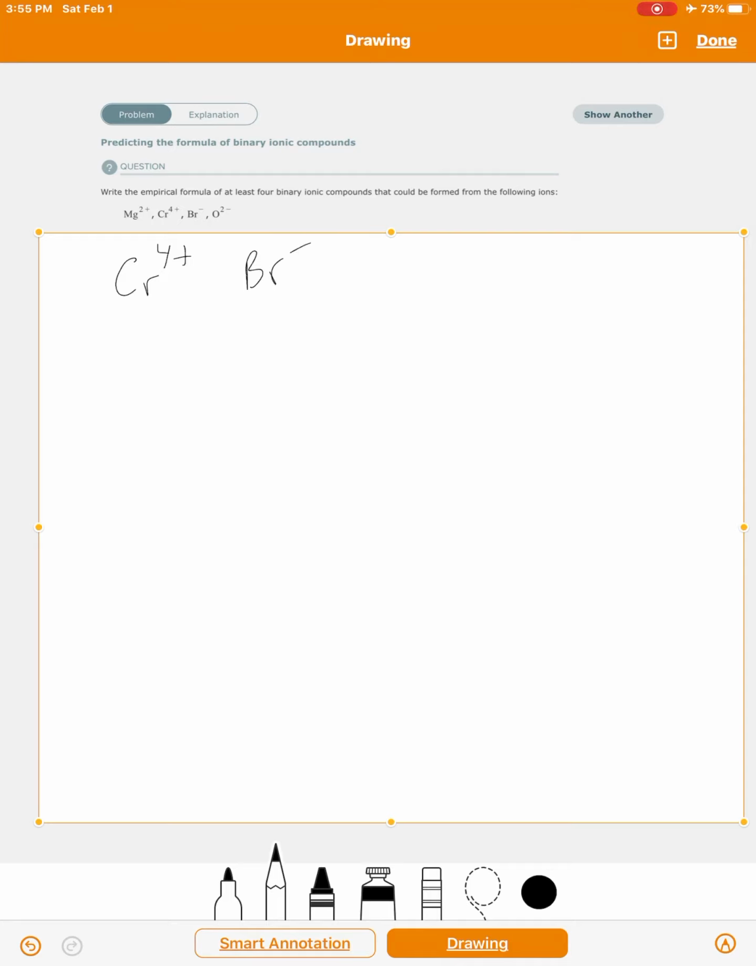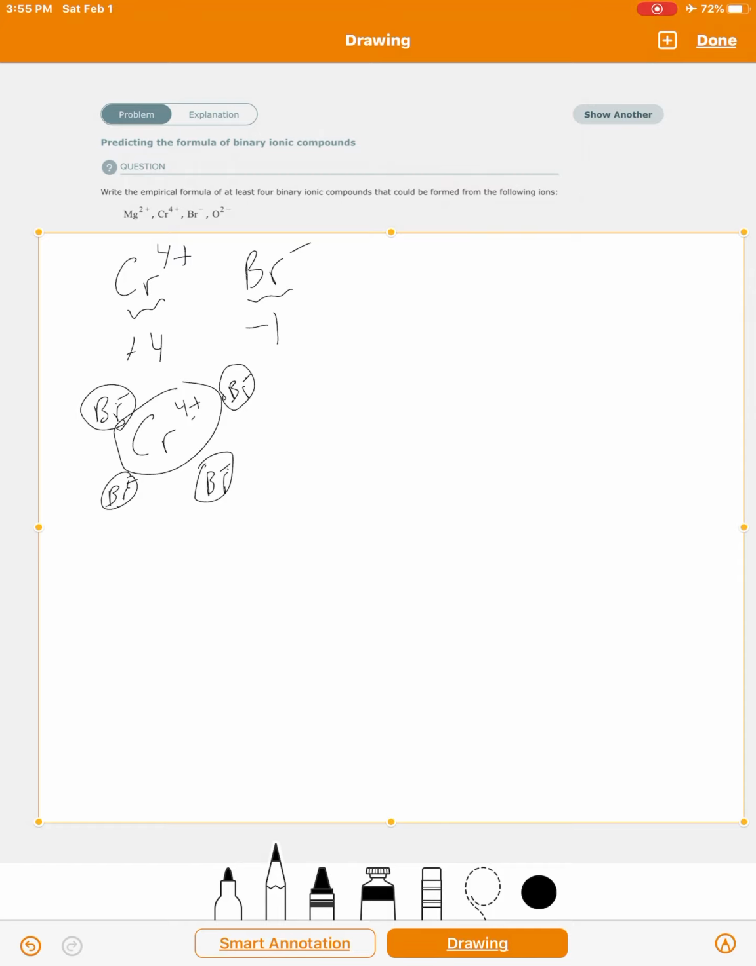Okay, so this has a charge of +4. This has a charge of -1. There's more positive than there is negative, so that means we need more than one bromide, right? We're trying to get up to the same amount of charge that we have on the positive end. So if we just have one chromium, we would need 4 bromides, right? You need 4 of them to combine with the chromium to balance the charge. +4, -1, -2, -3, -4.